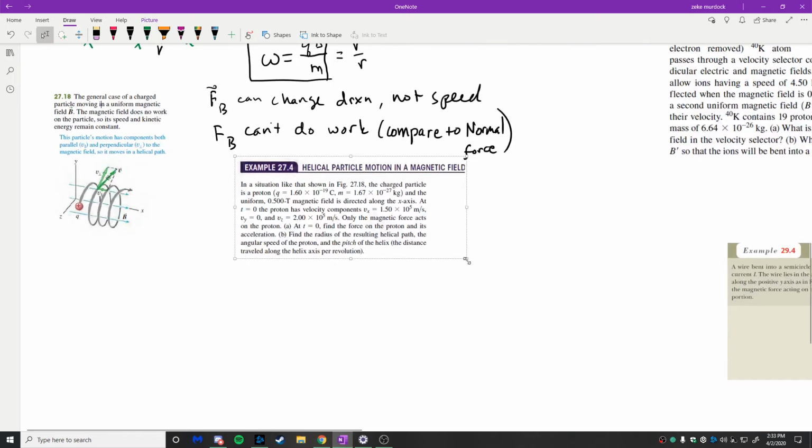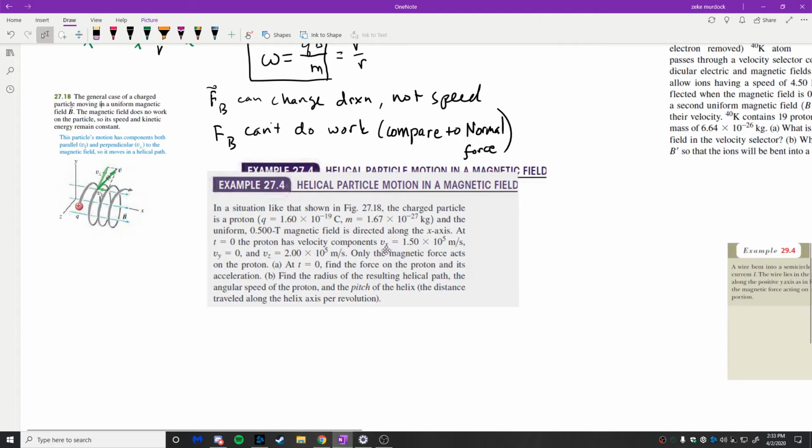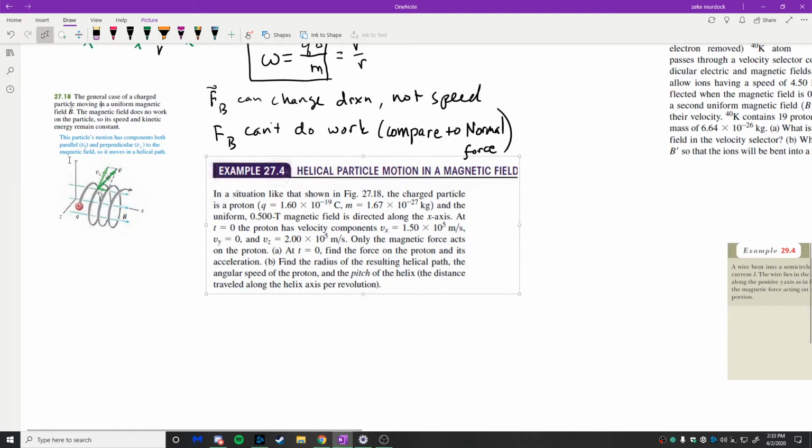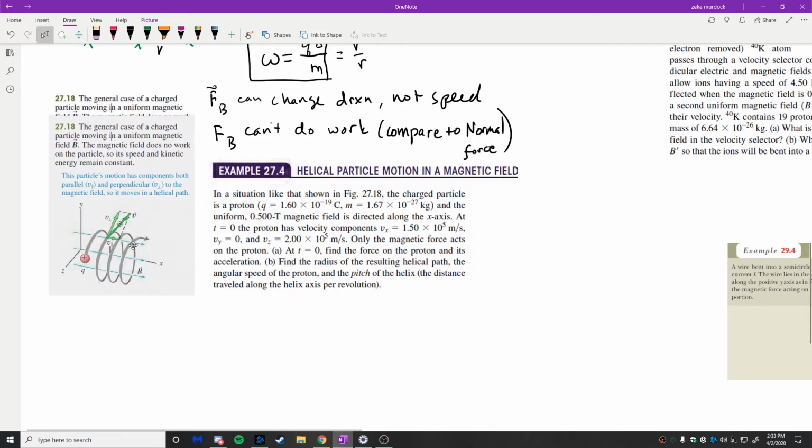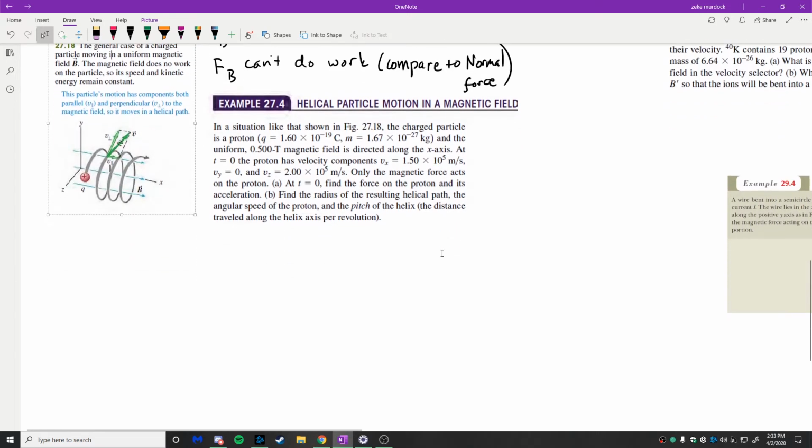All right, so this is the problem we want to do. It says, in a situation like that shown in this picture here, the charged particle is a proton, and the uniform 0.5 Tesla magnetic field is directed along the x-axis.